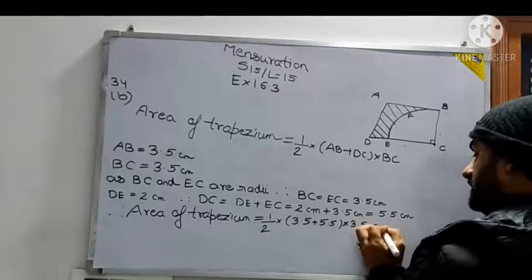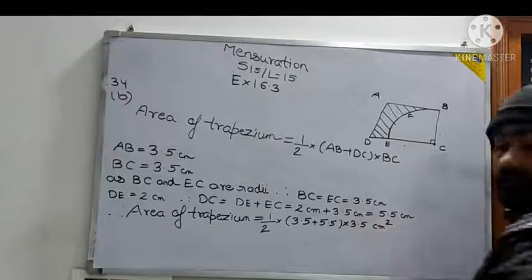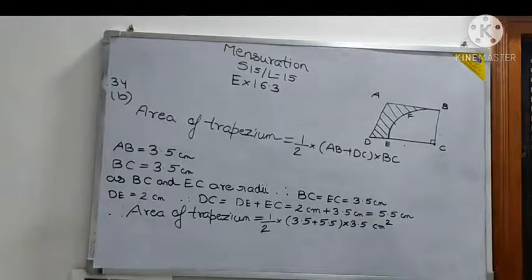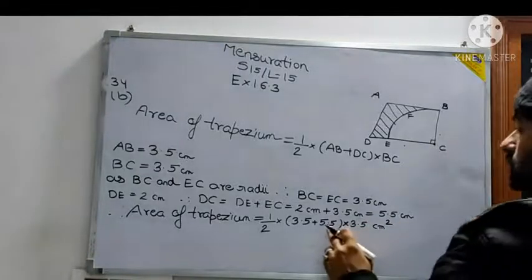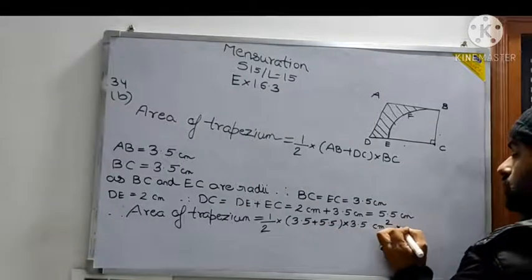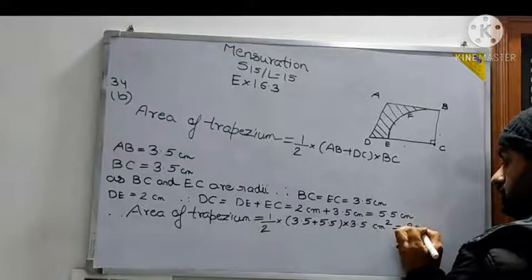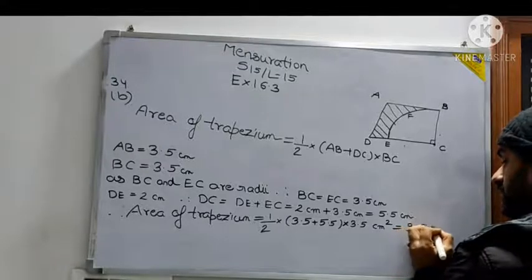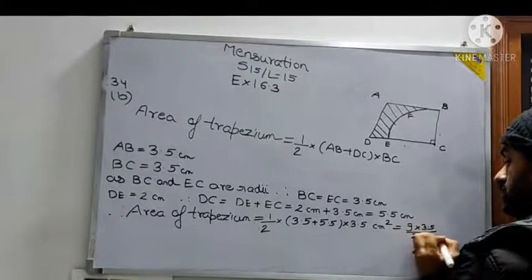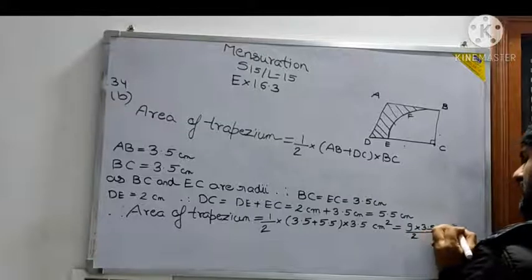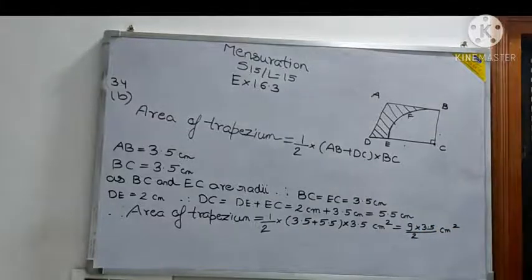You need to write here centimeter square. I guess the dimensions are in centimeter. Yes, they are. So 5.5 plus 3.5 is 9, into 3.5 by 2 centimeter square. I think so. Since they are not directly divisible, so let's keep them as they are.